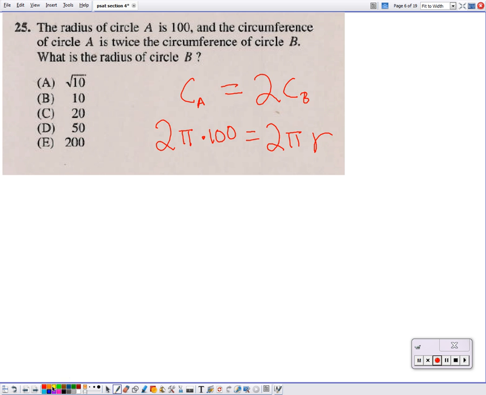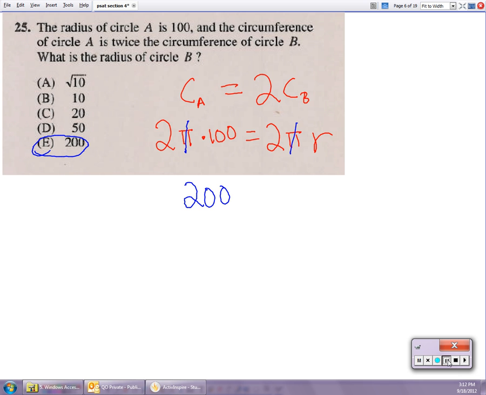When we go to solve our equation, the pi's will cancel out. I can divide both sides by pi. And 2 times 100 is 200. So the radius of circle B must be E, 200. Wait a second. Hold on. I think I might have a mistake. Yep, I made a mistake.